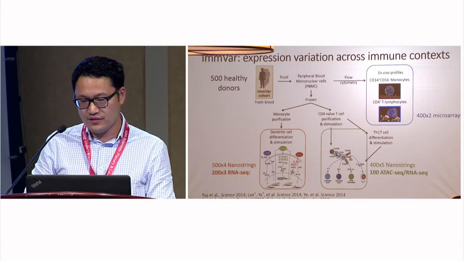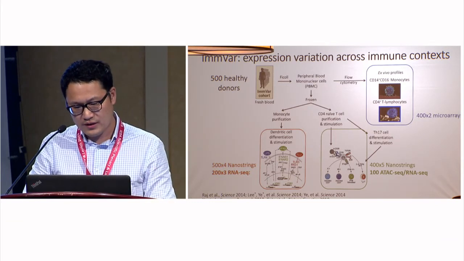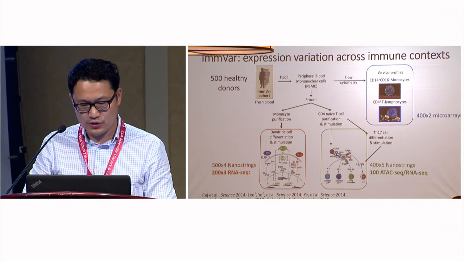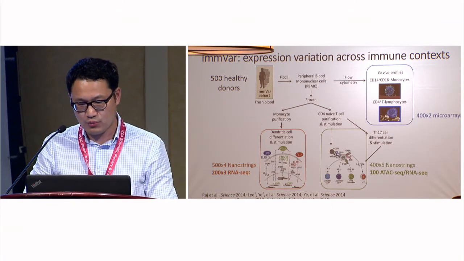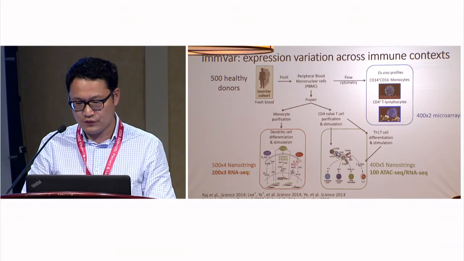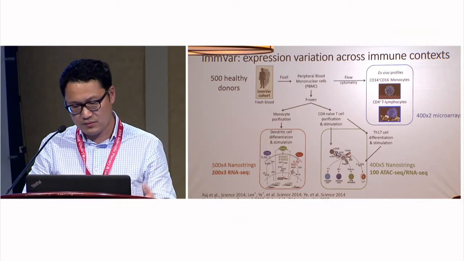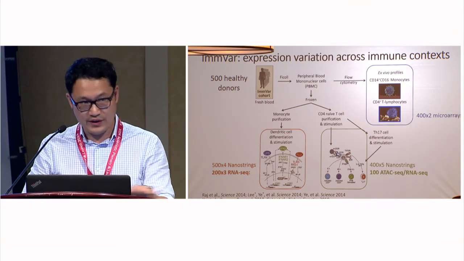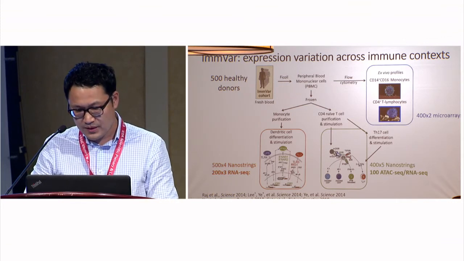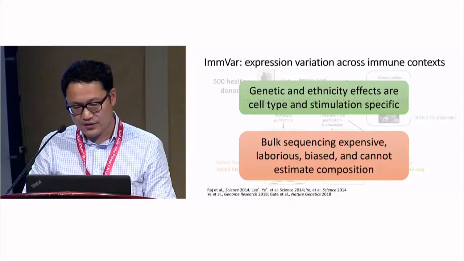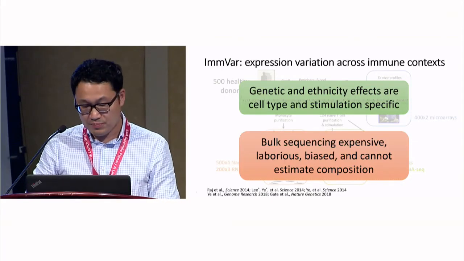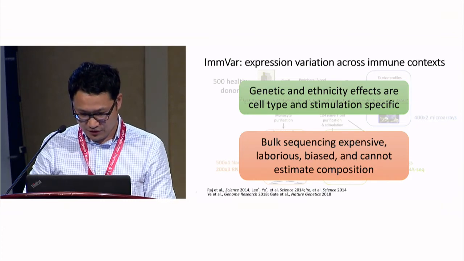And so one of the things that we did when I was at the Broad is to take a somewhat biased approach, because we only could do so much at the time given the technology. We took peripheral blood mononuclear cells, white blood cells, and profiled 2 different cell types, innate immune cells and adaptive immune cells, and activated them with a number of cell signaling molecules. I'm not going to bore you with the results in detail, just to say that we detected genetic and ethnic specific effects, and many of them are cell type and stimulation specific. But the lessons learned from this is that bulk sequencing is expensive, laborious, biased, and we cannot estimate cellular composition.